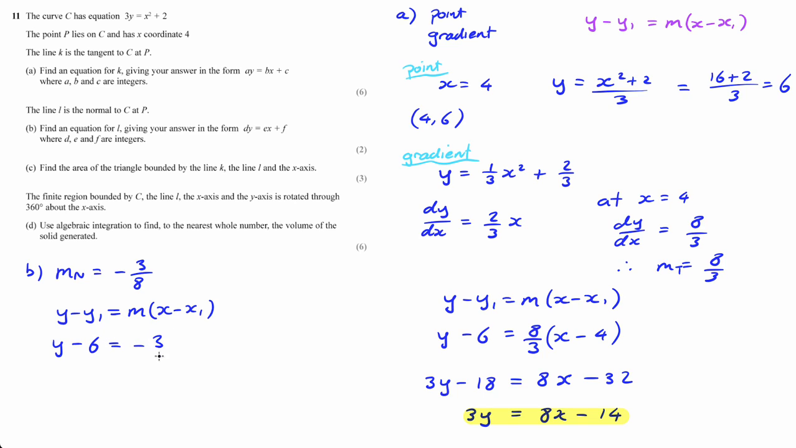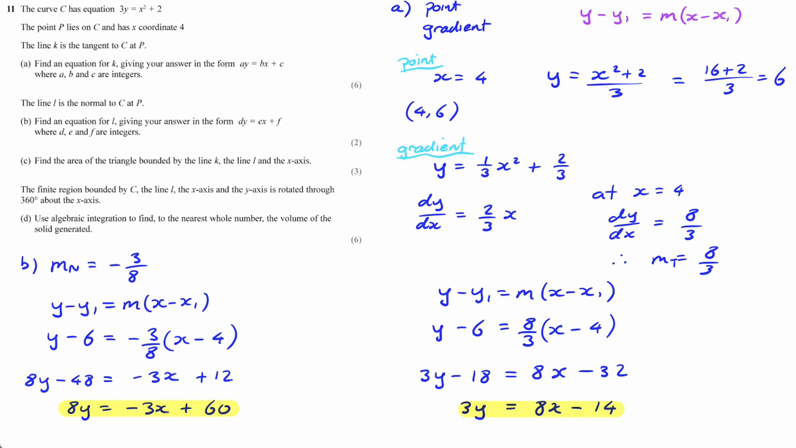This guy's gradient is negative 3 over 8. Then we have x minus x1, which is 4. Multiply across by 8. 8y minus 48 equals, I'll do this in one go, guys, negative 3x plus 12. And then he wants it in this form again, so I'll go 8y equals negative 3x and then 12 plus the 48, which is 60. Okay, that, guys, is part B.